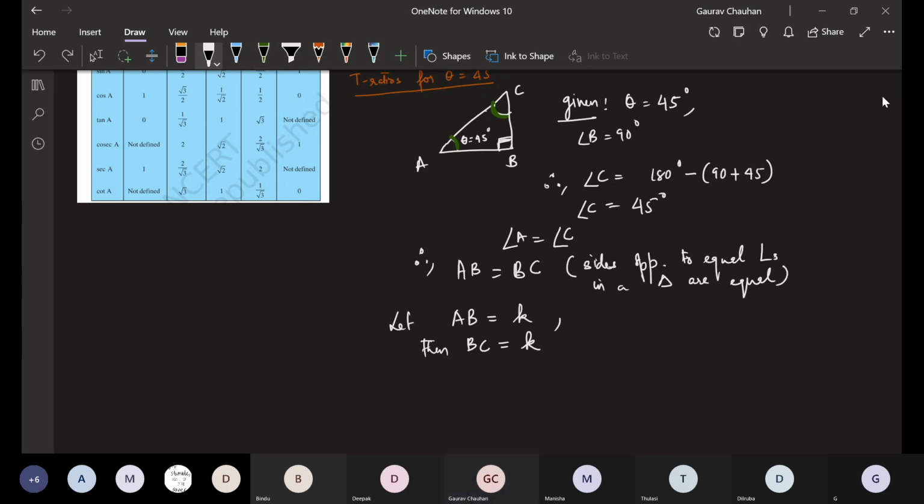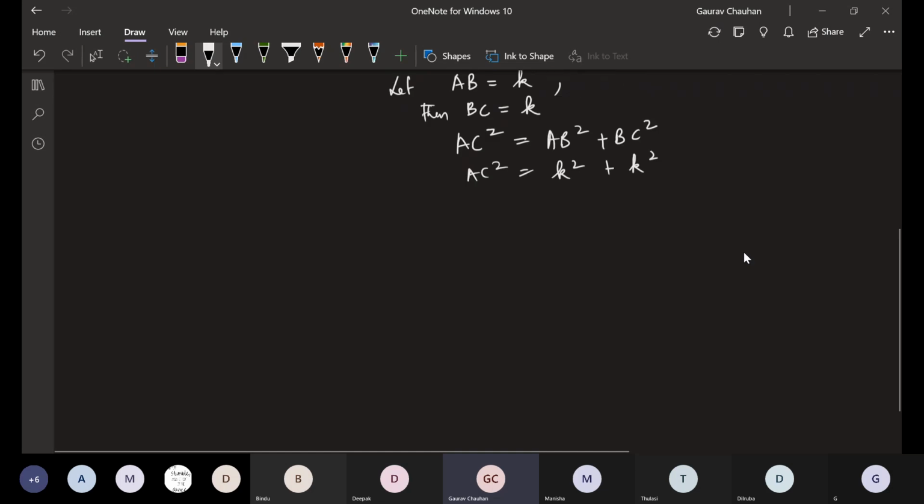Now moving on, to find ratios, I need to find AC in terms of K. So I'm just going to do AC square is equal to AB square plus BC square. It's Pythagoras theorem. So AC square is equal to K square plus K square, so I'm going to get AC square is equal to 2K square.